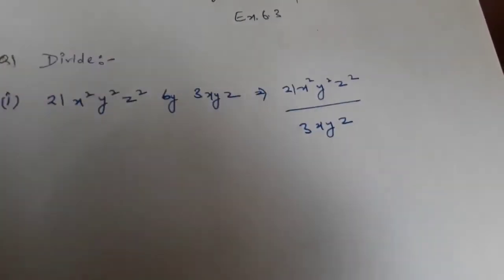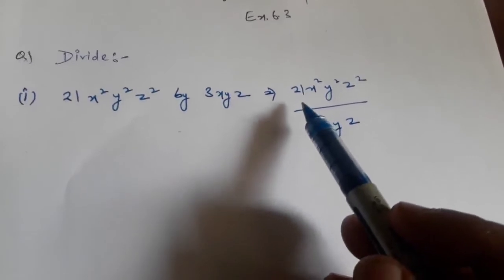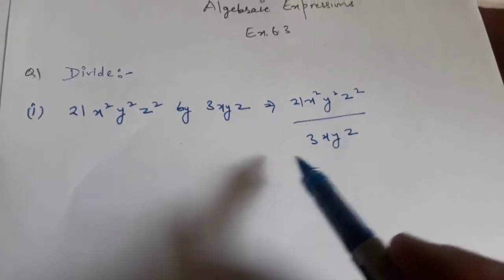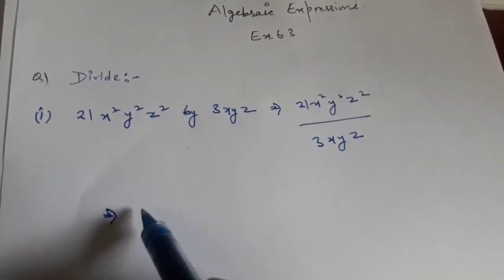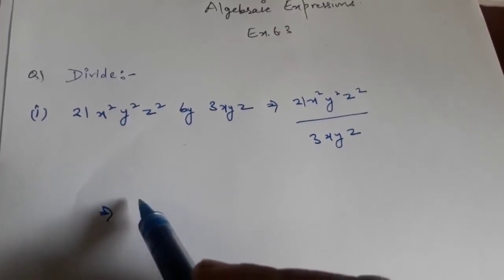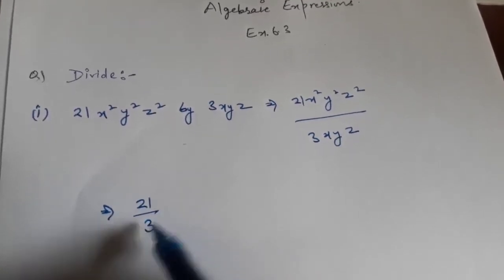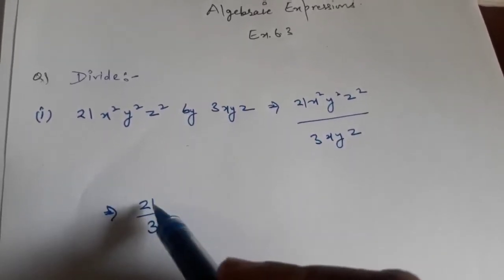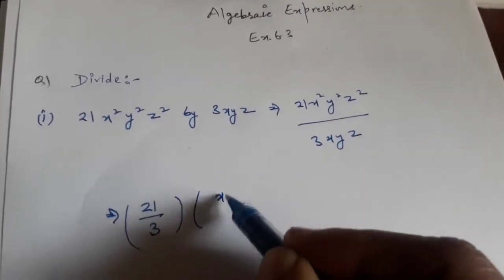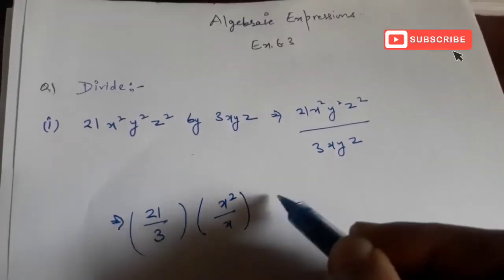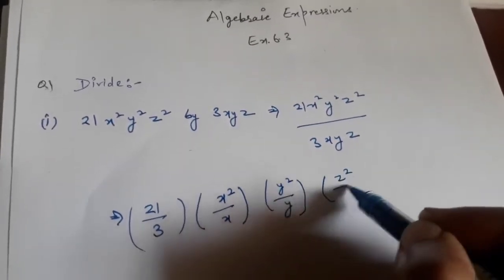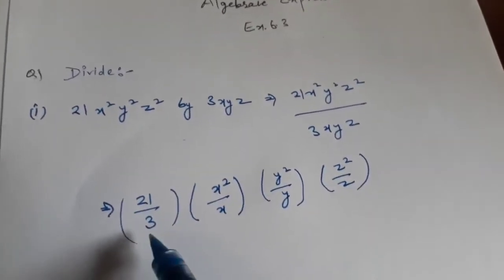So here first of all we will separate the constants and the same variables so that it will be easier for us to cancel. So 21 by 3, we have separated this constant, then we have separated x square by x, then y square by y, and z square by z. Now see how to cancel it.